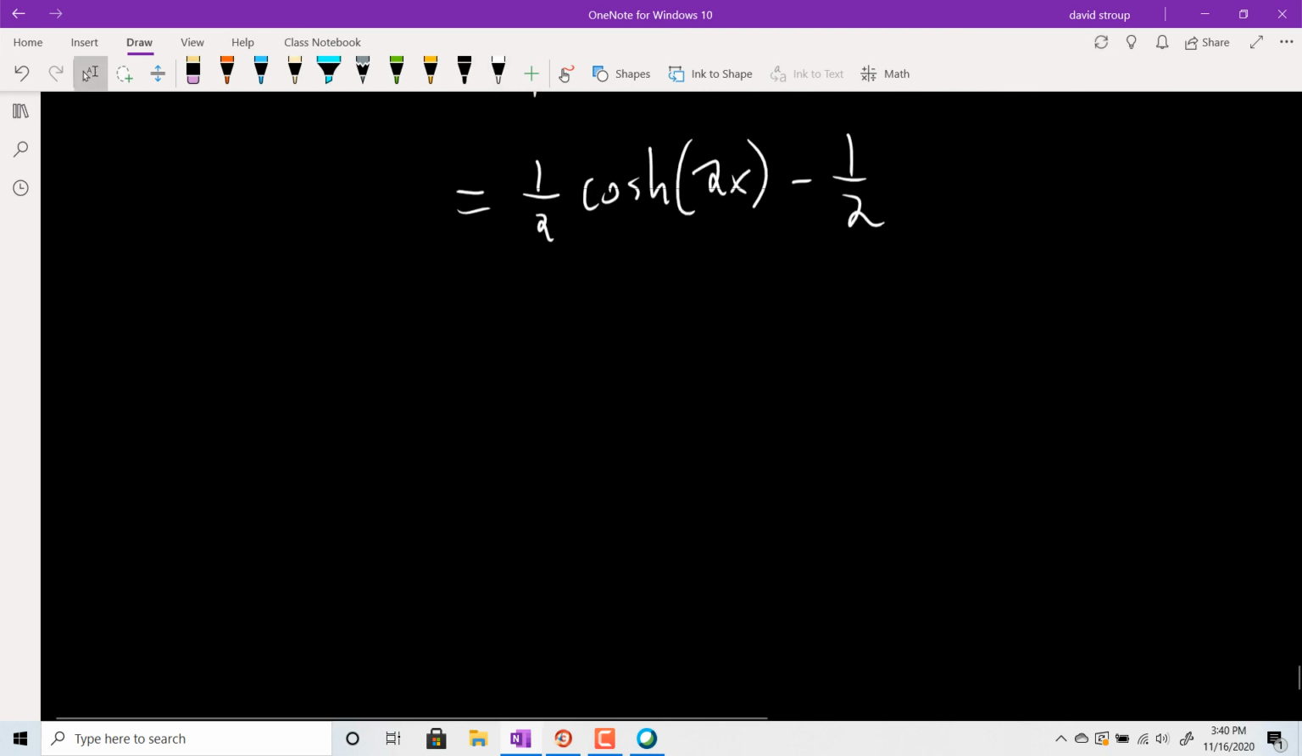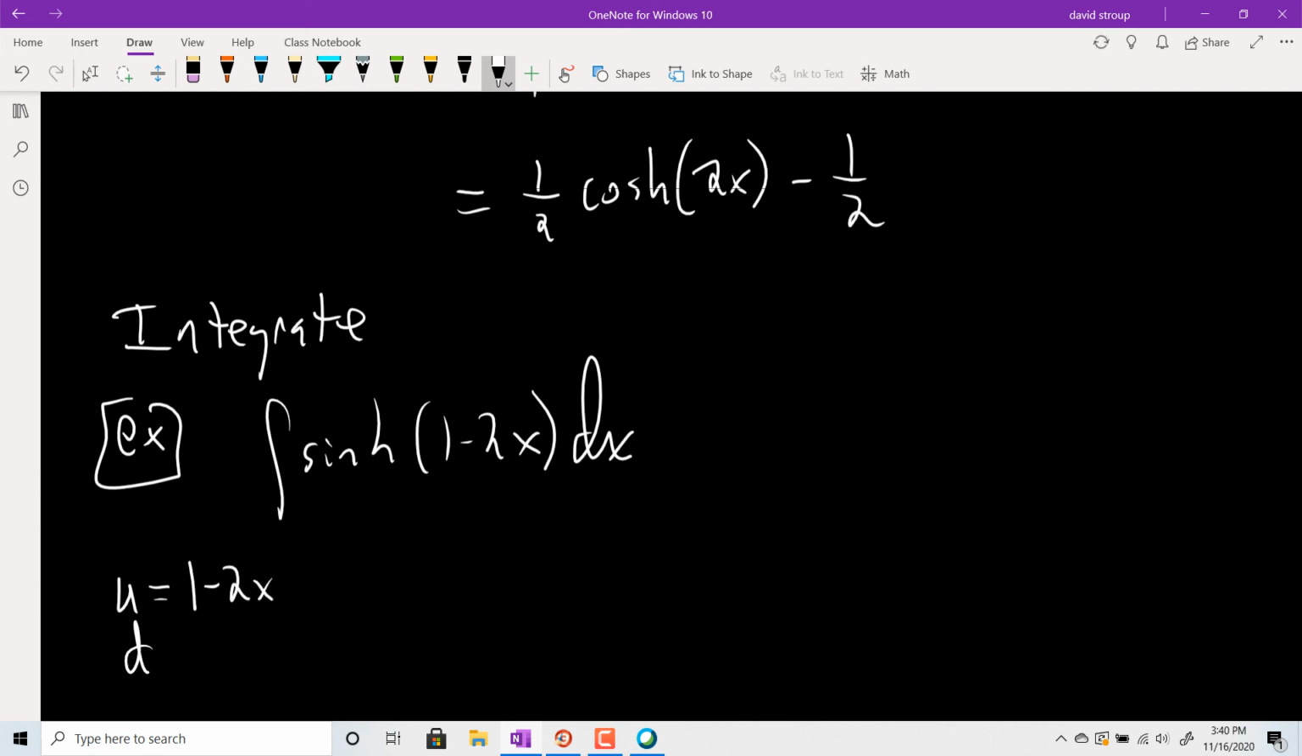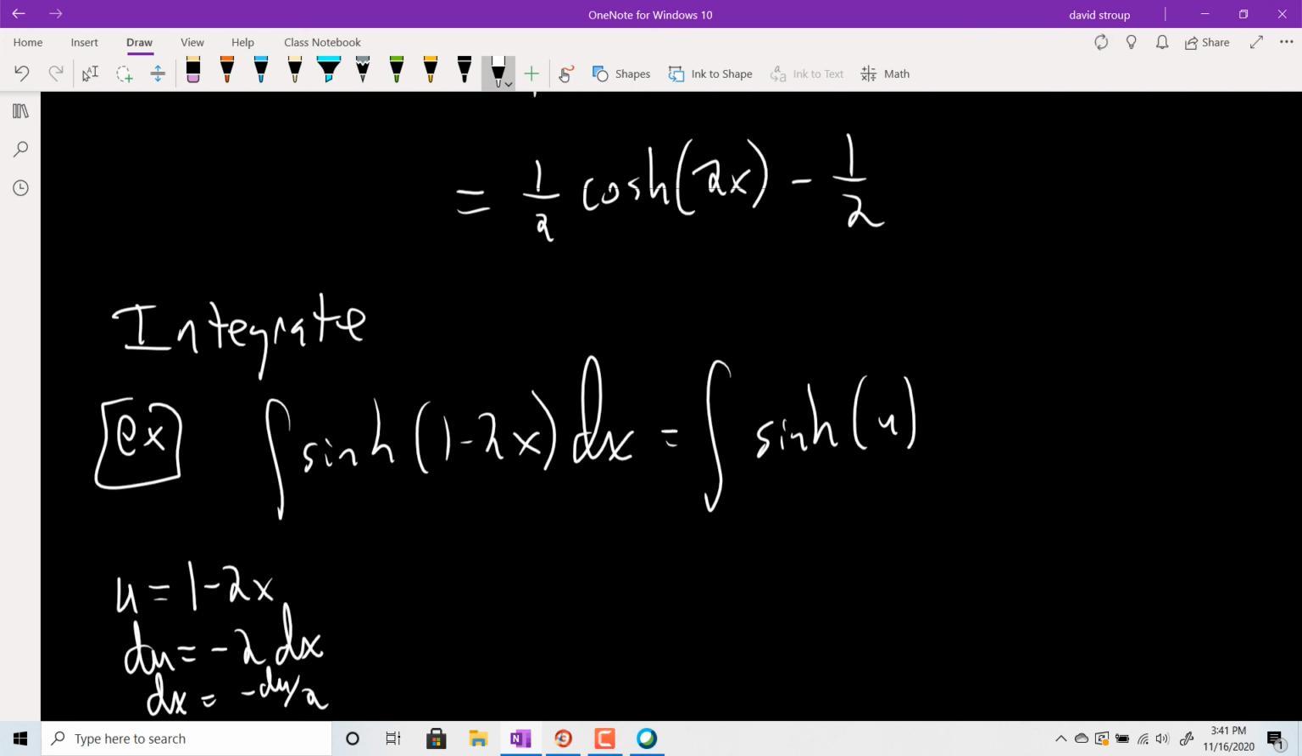Okay. You also have to know how to integrate these little characters. And what do we have? Integral of sinh of 1 minus 2x dx. And in this case, we need a u sub, no doubt. So it's 1 minus 2x. du is negative 2 dx. So there's a negative 1/2 floating about. Negative du over 2. So this will be the integral of sinh of u times negative du over 2.